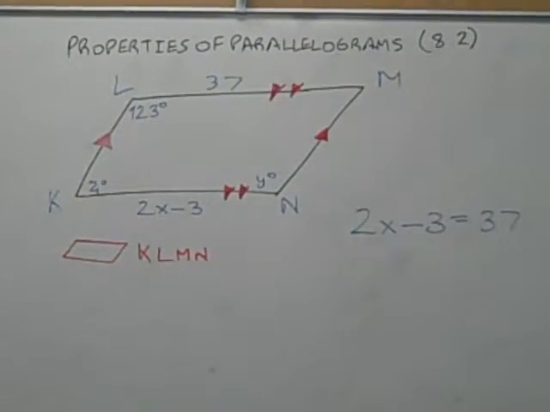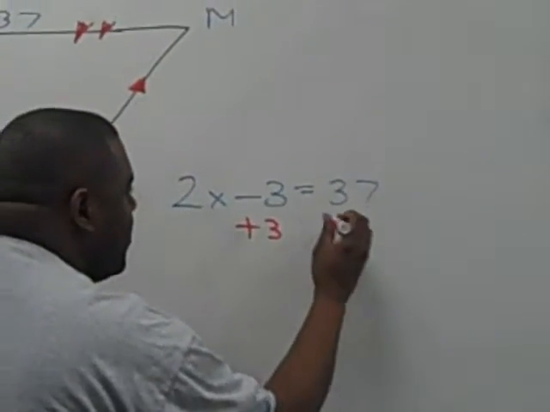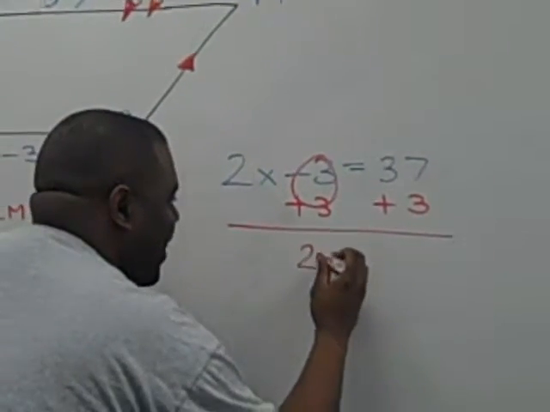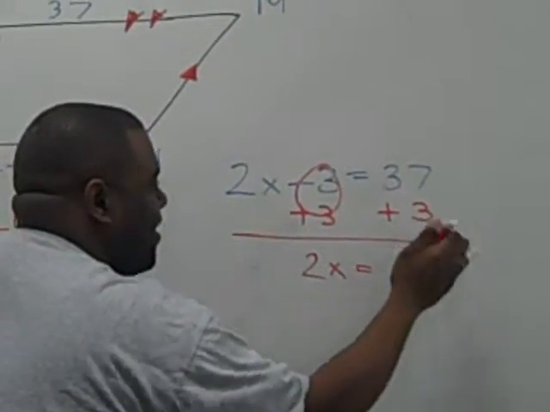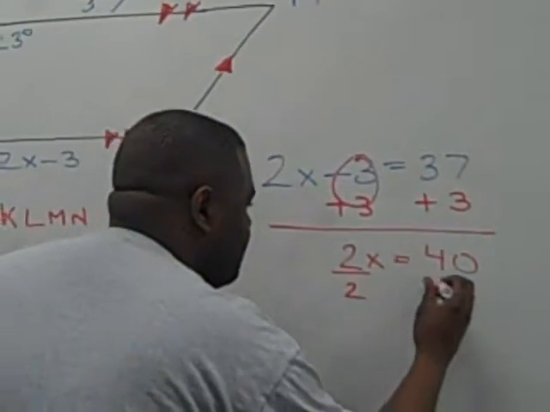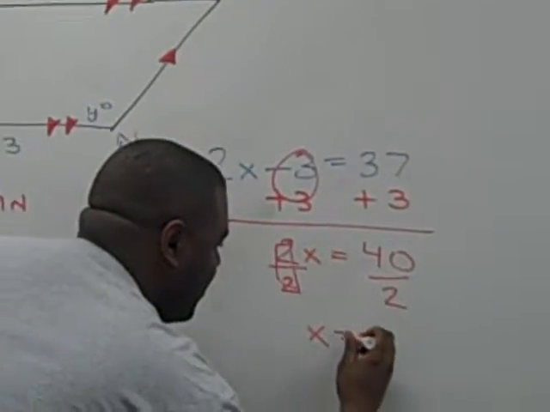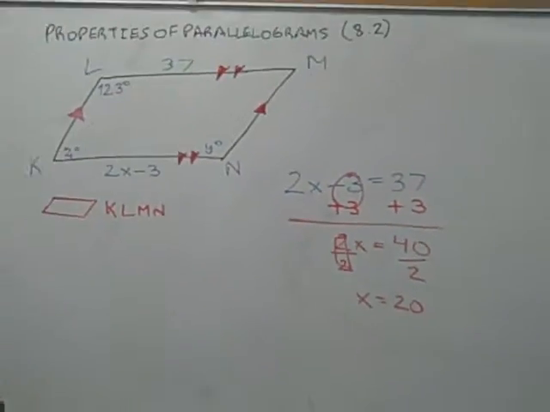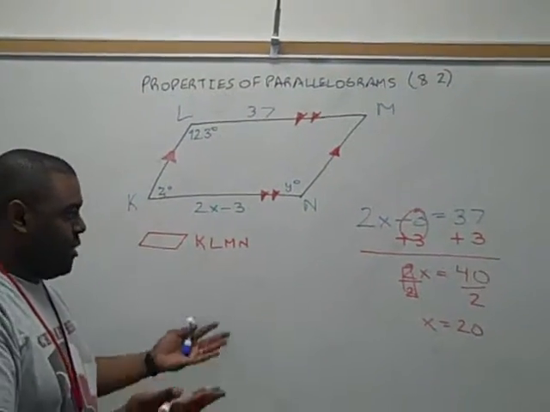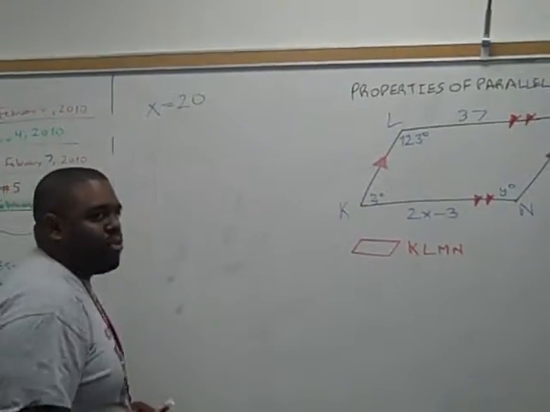Okay? Ready to solve for it? First step, of course, add 3. We're going to zero that out. I'm going to get 2x equal to 37 plus 3 to get 40. And then divide both sides by 2. Zero that out, or 1 that out actually, and get x equal to 20. All right? So we have found the value of x. You can plug it back in to check, but no need to. So let's keep a tab that x is equal to 20.